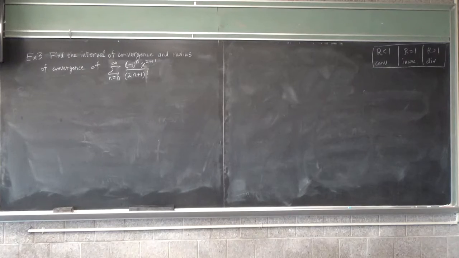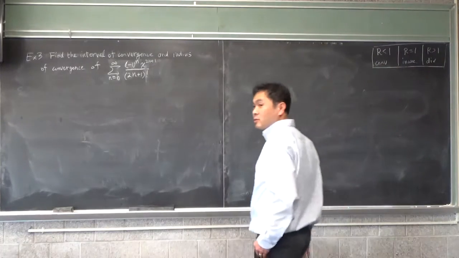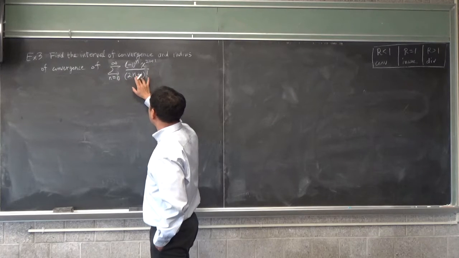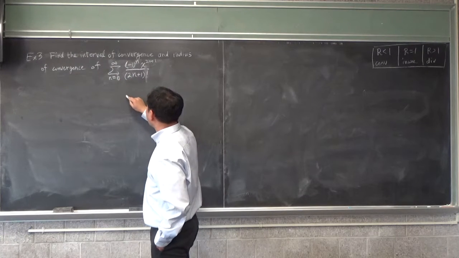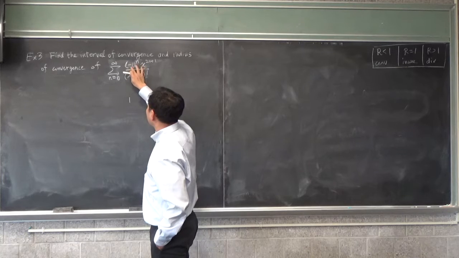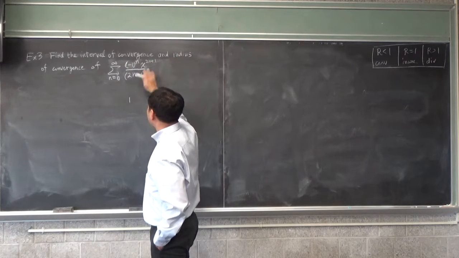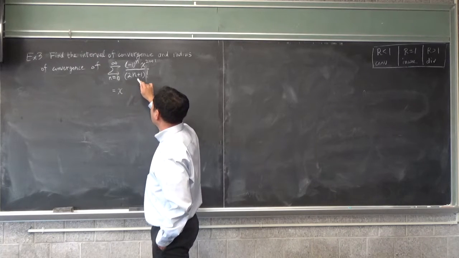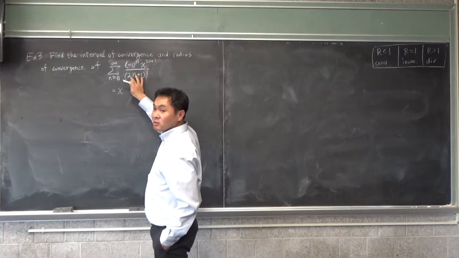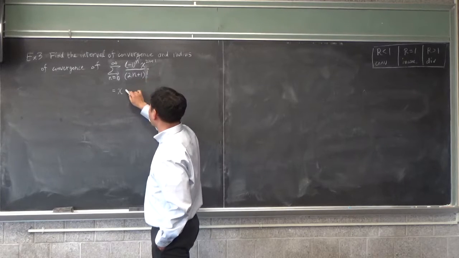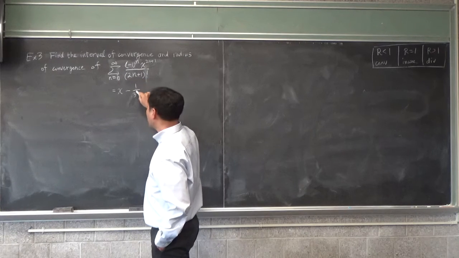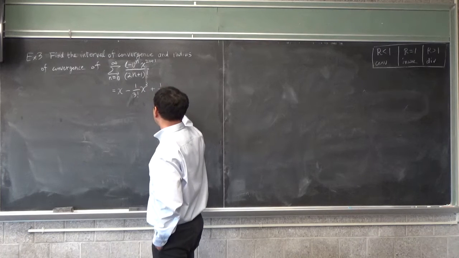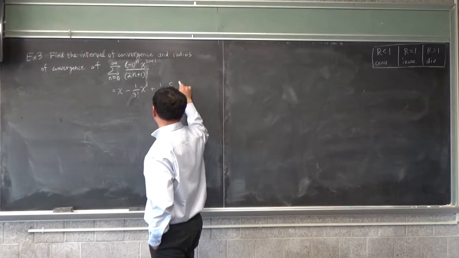Do you recognize this series? If you write this out, when n is 0, there's 1 factorial, which is just 1. Zero power would be 1, and this would be x. So when n is 0, you get x. When n is 1, 2 times 1 plus 1 is 3 factorial, so it would be 1 over 3 factorial, x to the third. Yeah, it's the sine series. It's the Maclaurin series of the sine.